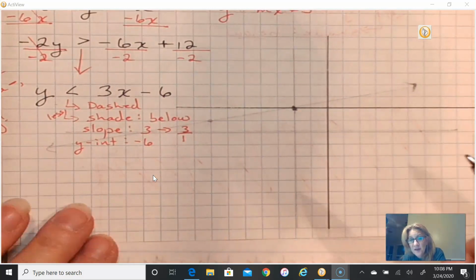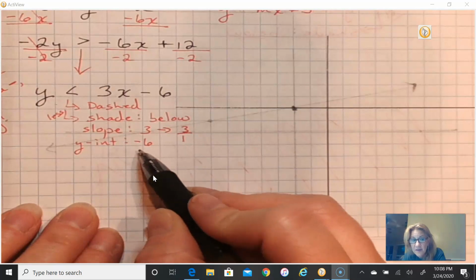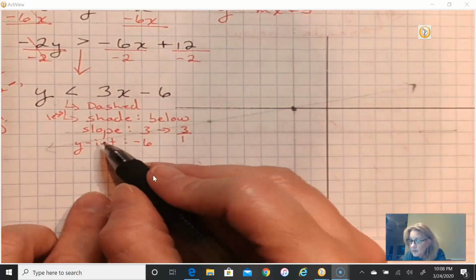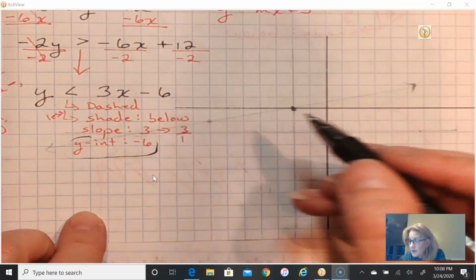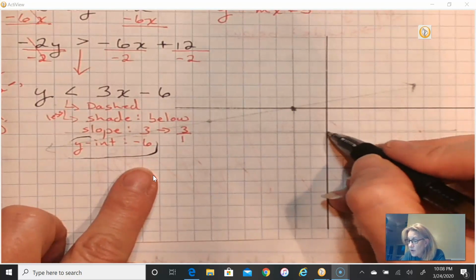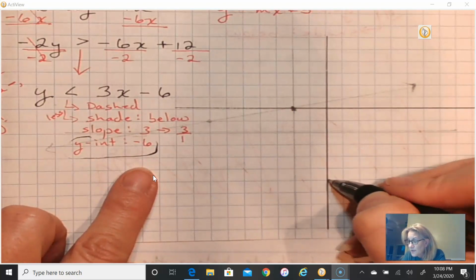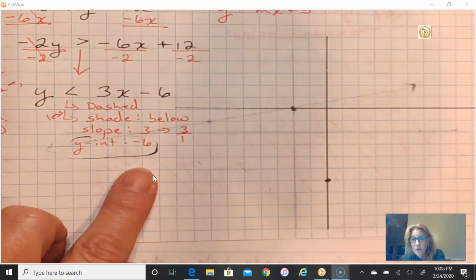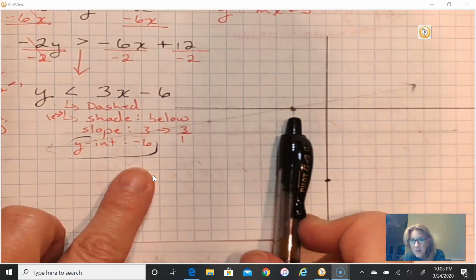Okay, so what's the first thing I graph? Negative 6. Right here. Let me circle it a little bit. There you go. So negative 6. 1, 2, 3, 4, 5, 6. Negative 6 on the y-axis. Ignore that spot there. It's from the other side of the paper.